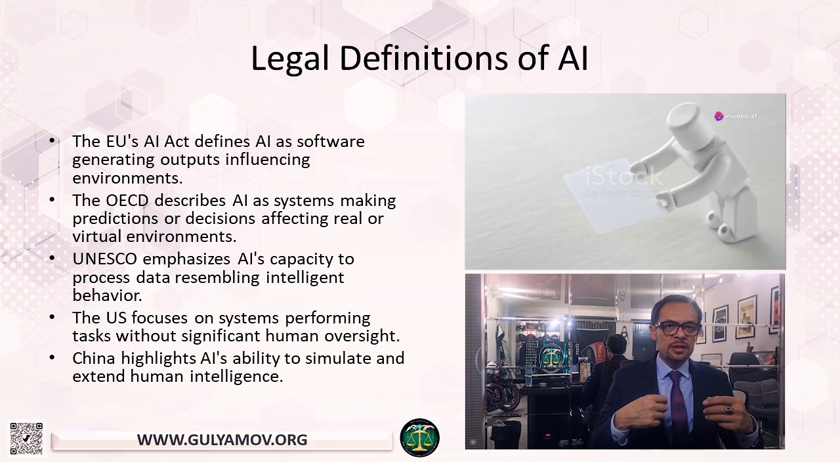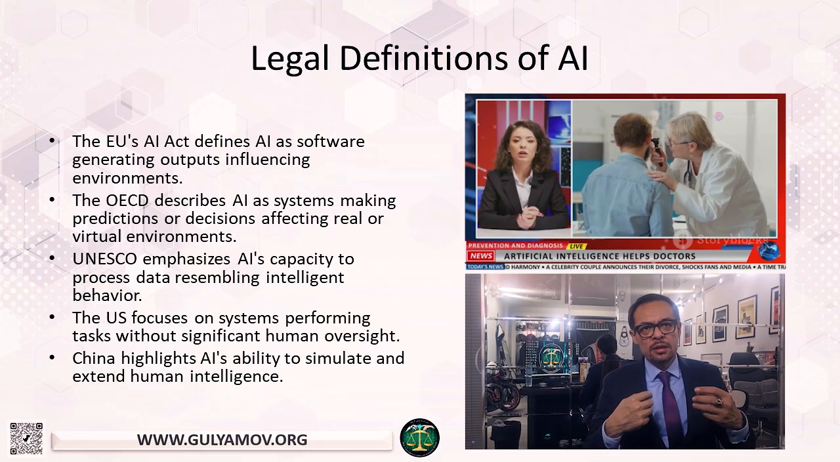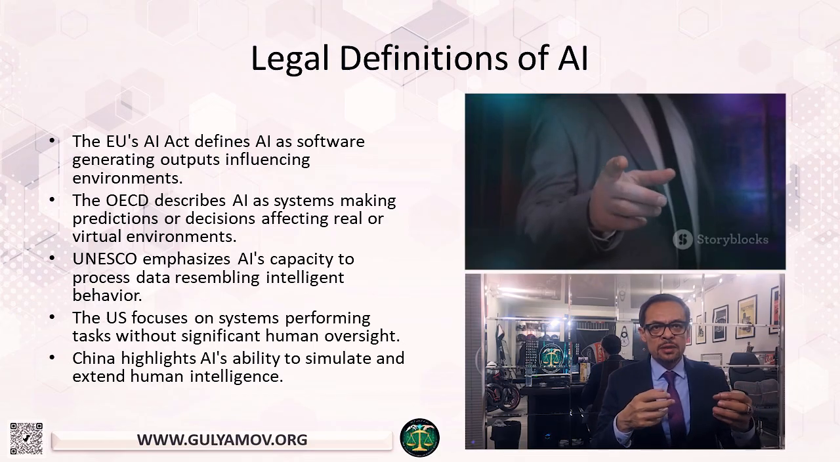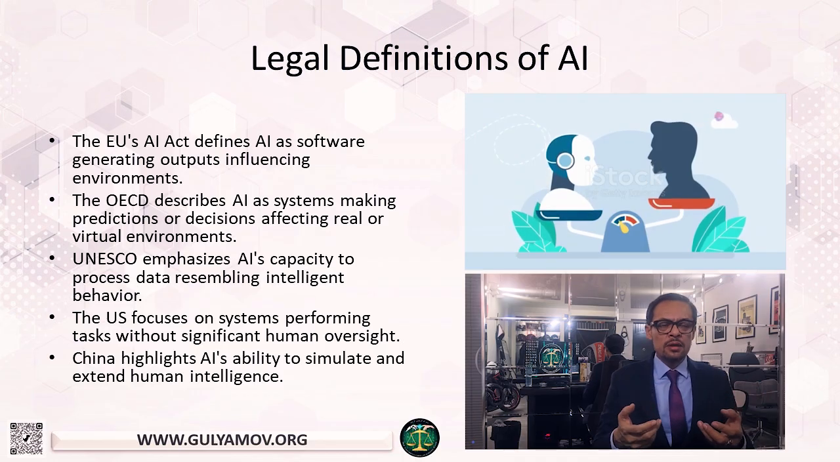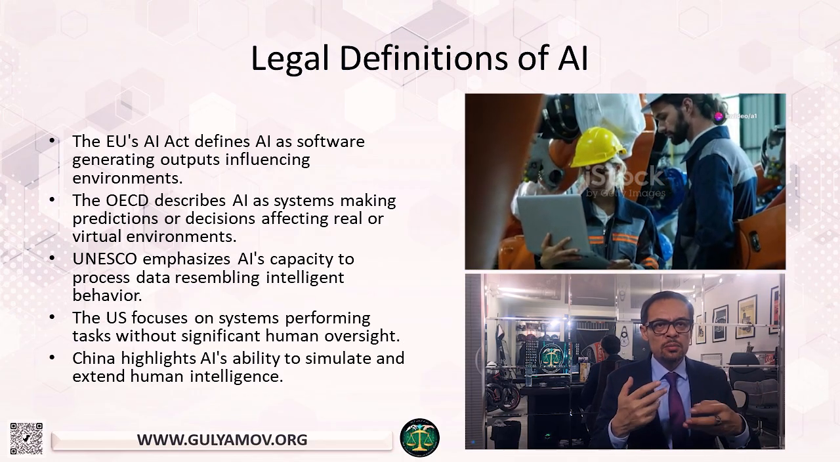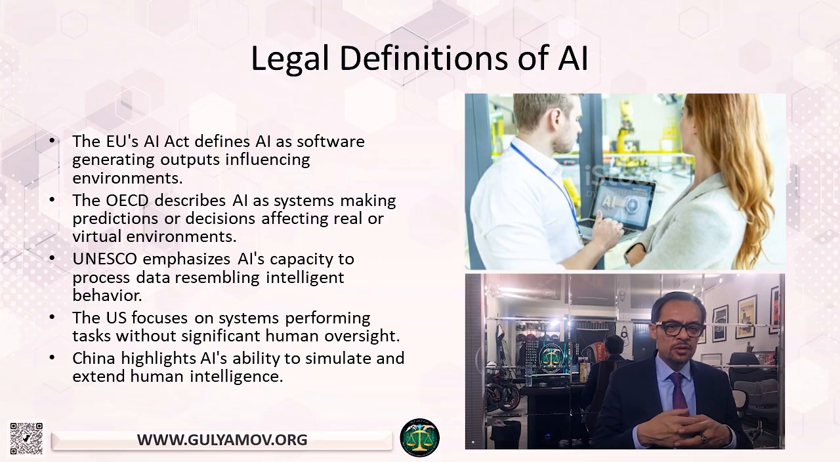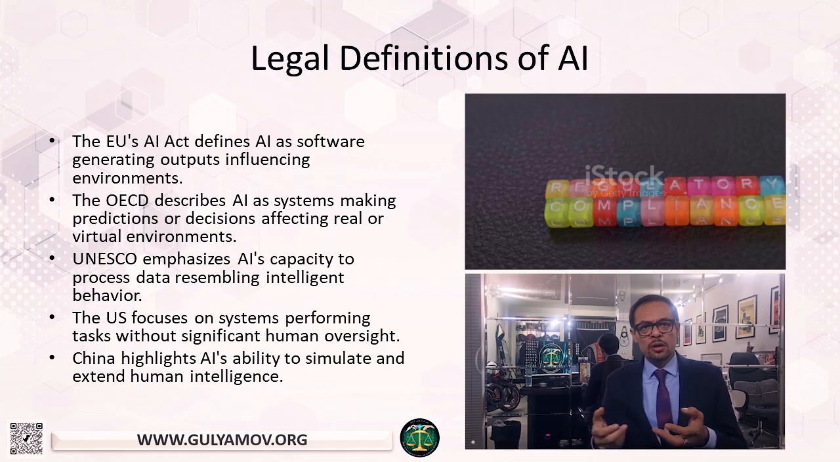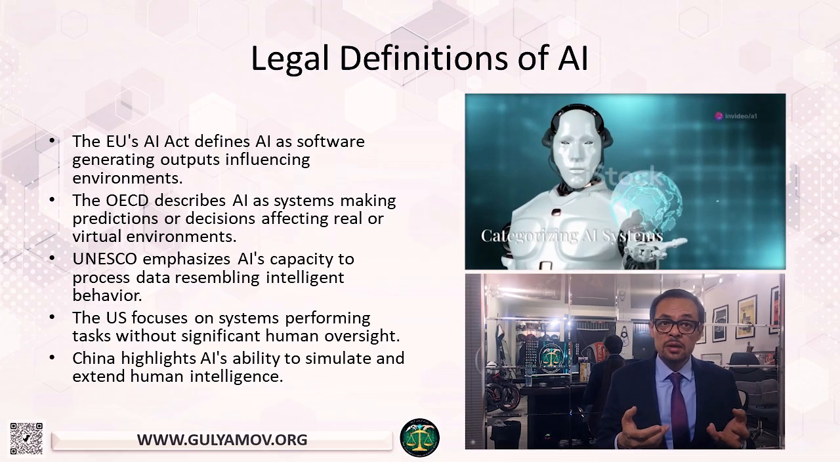Legal definition of AI. The legal definition of AI, as our slide illustrates, varies significantly across jurisdictions, reflecting the complex nature of this technology. The EU's AI Act focuses on software generating outputs that influence environment, while the OECD emphasizes AI's predictive and decision-making capabilities. UNESCO highlights AI's data processing prowess, mimicking intelligent behavior.